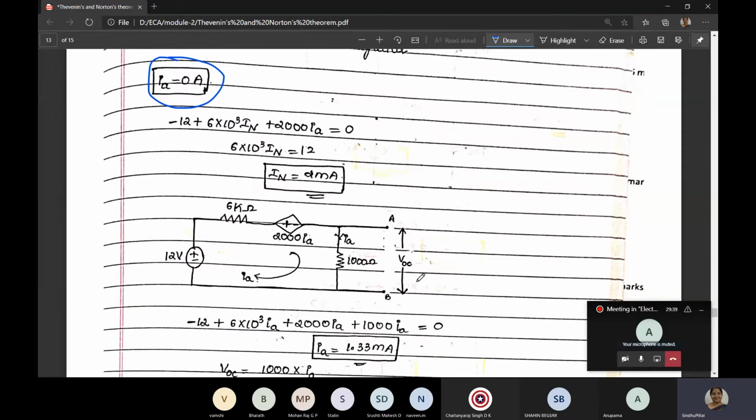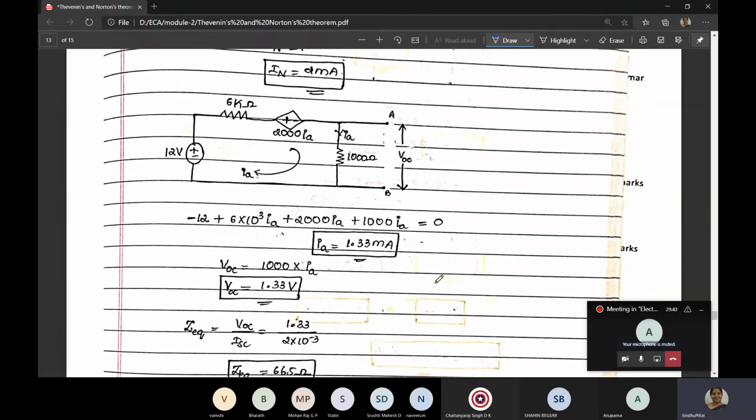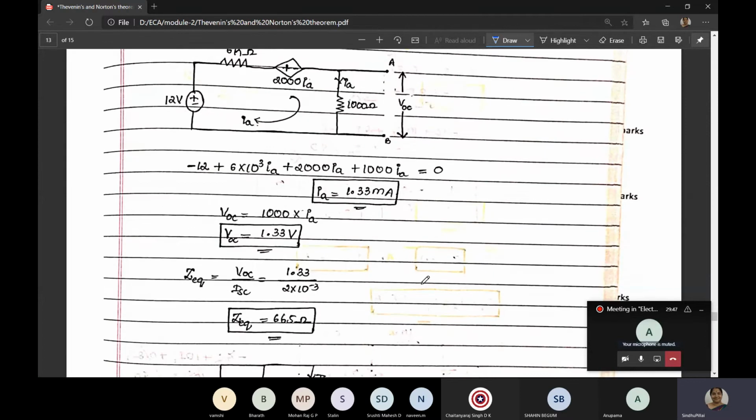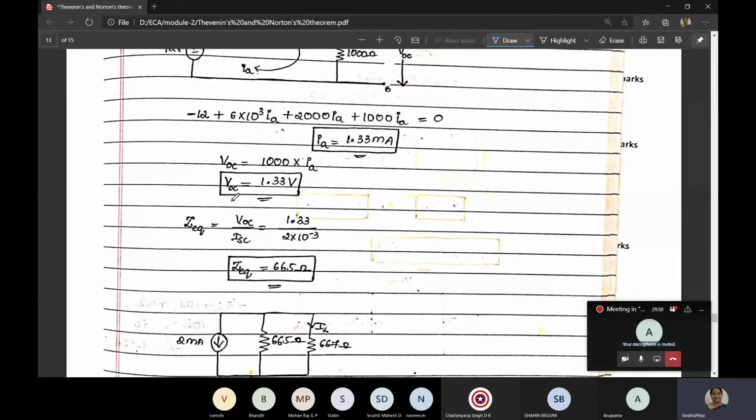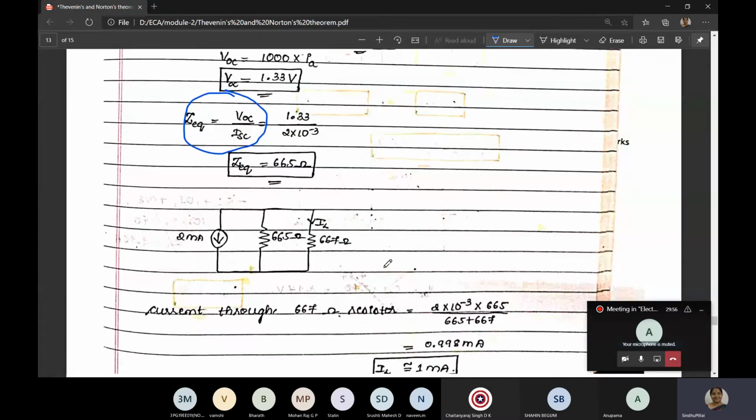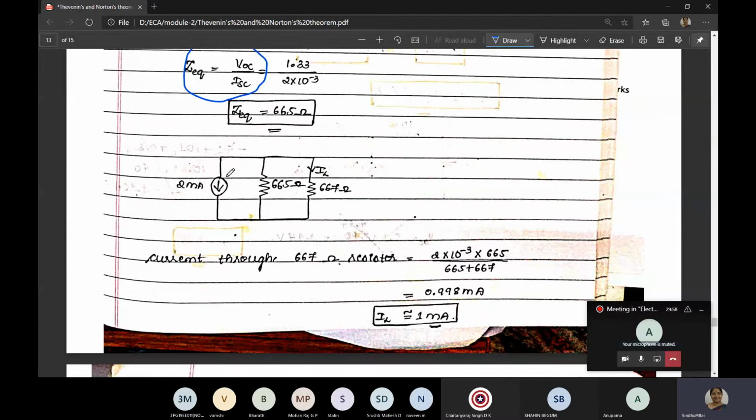After finding short circuit current, you have to find out open circuit voltage also. So we'll get voltage as 1.33 volt. It is the same as the previous problem, with different numbers. And Z equivalent is VOC divided by ISC. So we'll get 665. That is important, you have to write it here. So this is Norton's equivalent circuit: 2 milliamps with its parallel resistor of 665.